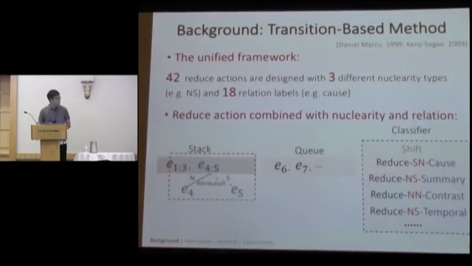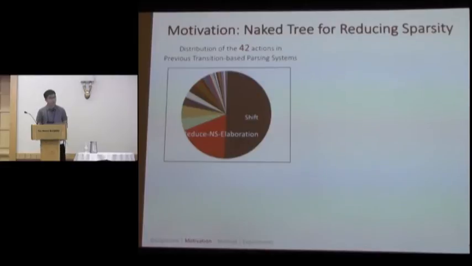Even though this parsing system is very simple and intuitive, we argue that it may suffer from some problems. The biggest problem is data sparsity, because there are so many relations. Simply combining them with a reduce action yields totally 42 actions in the unified transition system. The proportion of these actions is shown in the left figure. We can see that they are very unbalanced, and many of them are very scarce. So it is definitely very difficult for the classifier to distinguish among so many classes.